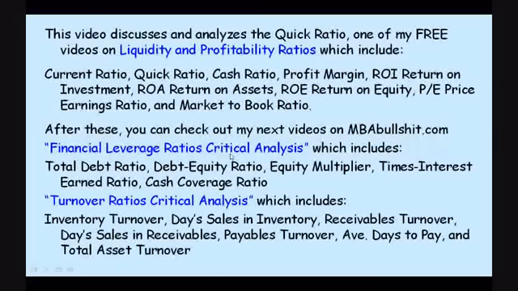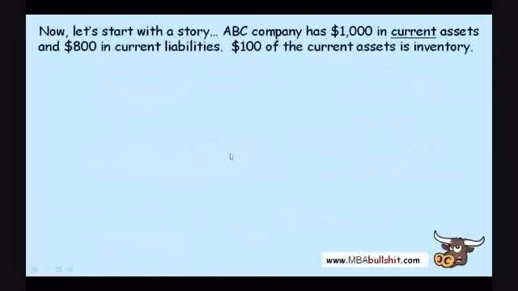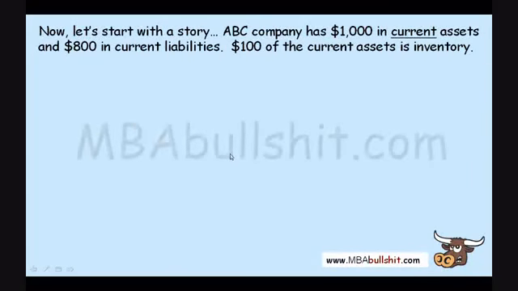Alright, so let's get down to it. Let's start with the story. Let's say that ABC Company has $1,000 in current assets and $800 in current liabilities. $100 of the current assets is in inventory. What is the quick ratio?